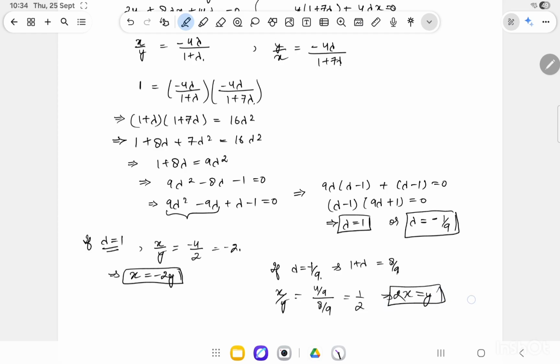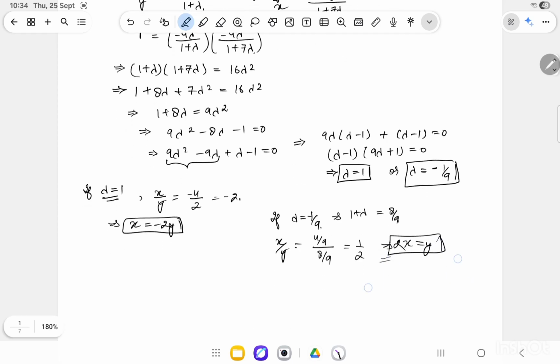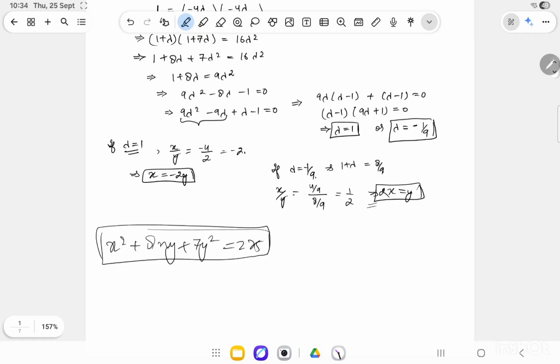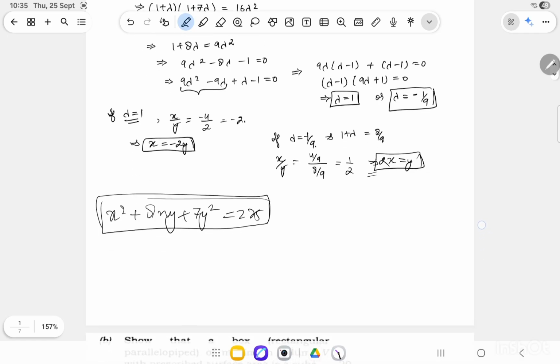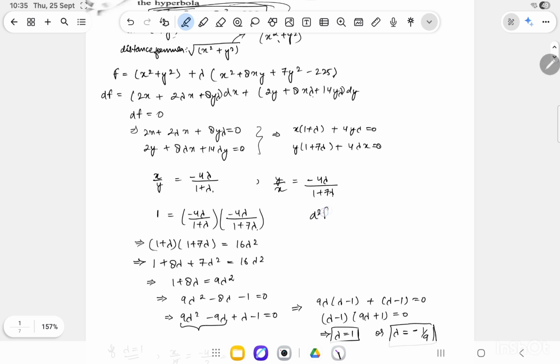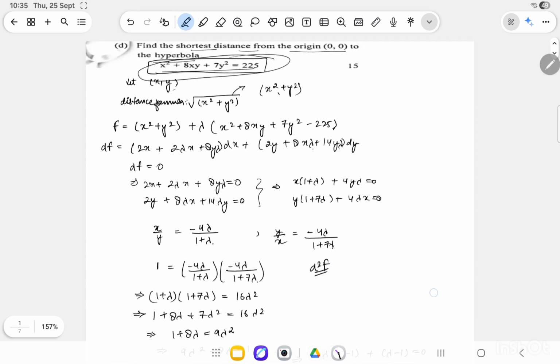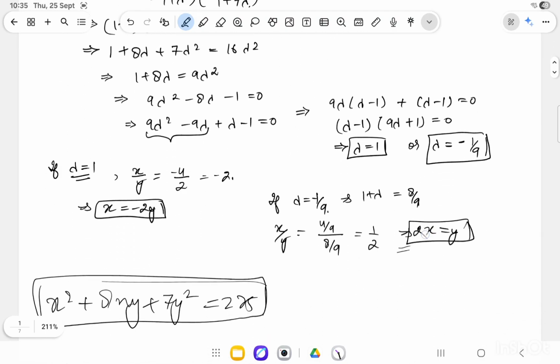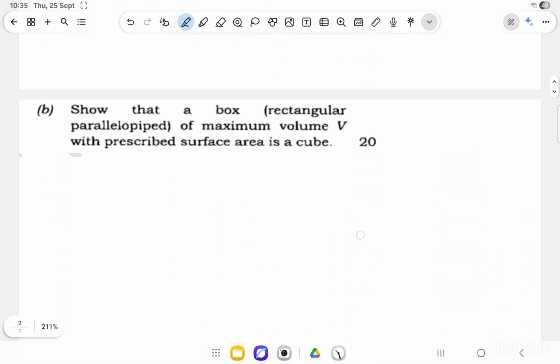So these are the two relations, and if you substitute these relations in the given condition, that is x square plus 8xy plus 7y square equals 225, you will get specific values of x and y. Then you can check by substituting in d square F, and based on the sign you can conclude which one will be at the shortest distance from the origin. So let's move on to discuss the next question.